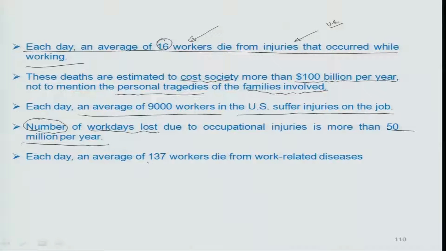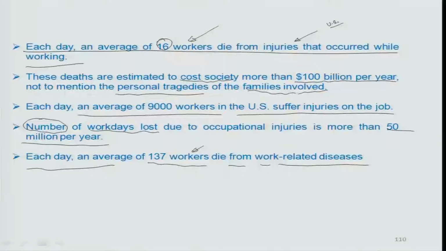Each day an average of about 137 workers die from work related diseases. This is slightly different from workers dying of injury, where some accident has actively taken place. People particularly working in hazardous industries, exposed to chemicals, working within mines or in areas related to excavation, have a lot of fallout in terms of post job infections or diseases, which again are quite fatal. So this could also be linked to the occupational safety domain.